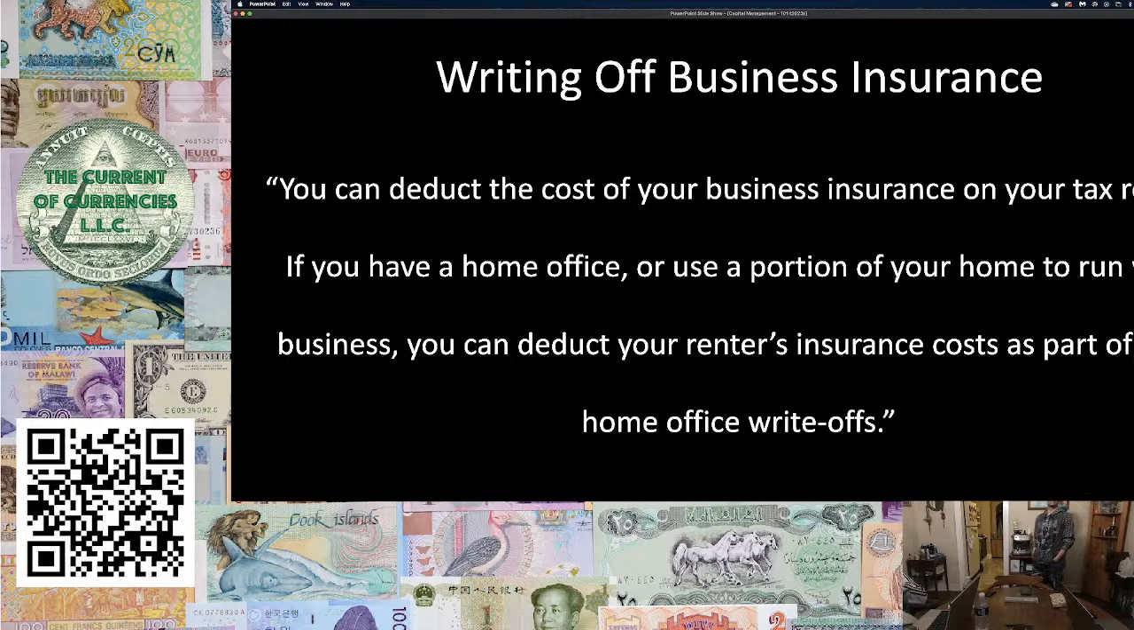Writing off business insurance. You can deduct the cost of your business insurance on your tax return. If you have a home office or use a portion of your home that you run your business through, you can deduct your renter's insurance costs as part of your home office write-offs. And that's something that I also do each year. It saves me a ton of money. I love it. And I also don't pay rent here, so it's very nice.